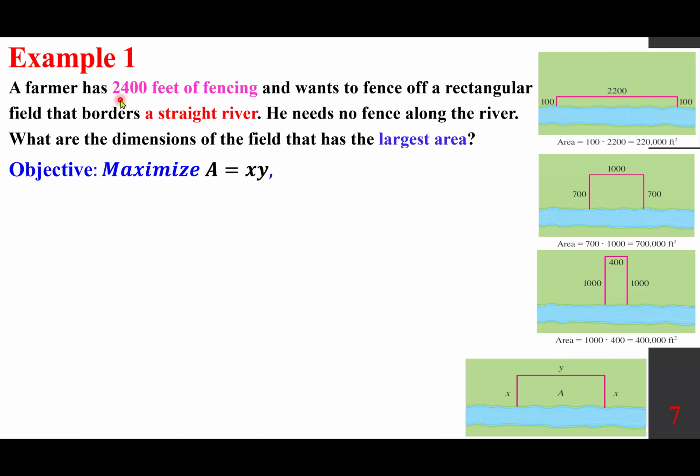And so if we want to find that, the perimeter of a rectangle is normally 2 times the width plus 2 times the length, so 2 times x and 2 times y. However, since we don't need fencing here, it is 2x plus only 1y equals 2,400. So the objective: maximize the area A equals x times y, subject to the constraint 2x plus y equals 2,400.